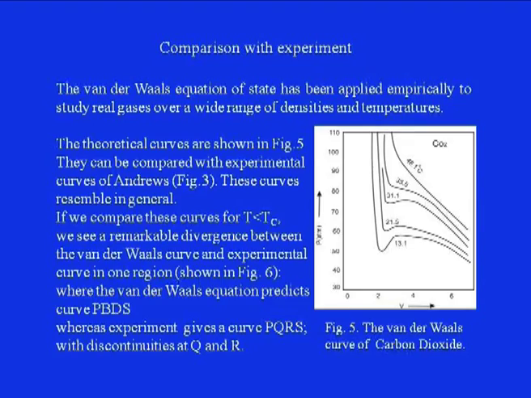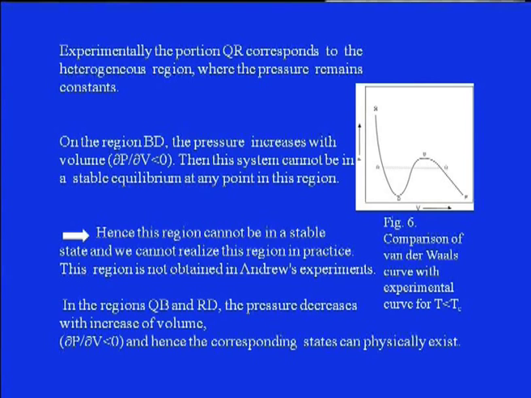On the region BD, the pressure increases with the volume, so del P by del V is greater than 0. Then this system cannot be in a stable equilibrium at any point in this region. Hence, this region cannot be in a stable state and we cannot realize it in practice. This region is not obtained in the Andrews experiment. So, in the regions QB and RD, the pressure decreases with increase of volume, del P by del V less than 0, and hence the corresponding states can physically exist. Okay. So, the regions QB and RD represent a supercooled vapor and a superheated liquid respectively. Thus, we can explain the difference between the theoretical and experimental isotherm.